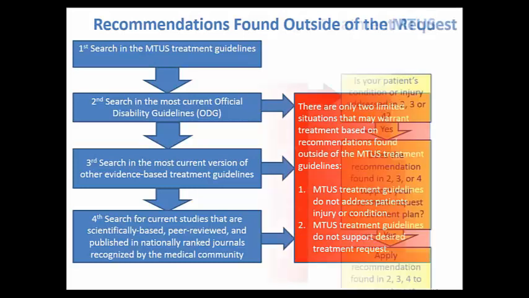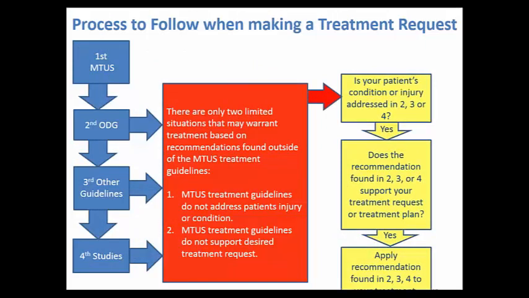evidence. This slide shows the process to follow when making a treatment request supported by evidence found outside of the MTUS treatment guidelines. On the left-hand side of the slide, in blue, is a condensed version of the medical evidence search sequence. Here, the treating provider is searching for treatment recommendations outside of the MTUS guidelines because one of the two limited situations for searching outside of the MTUS treatment guidelines exists, as illustrated in the red box in the center. Once you have found a recommendation outside of the MTUS guidelines, follow the process illustrated in the yellow flowchart on the right-hand side of the slide.